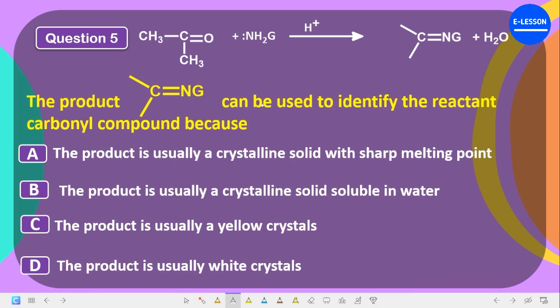Now the product can be used to identify the reactant carbonyl compound because the product is usually a crystalline solid with a sharp melting point.